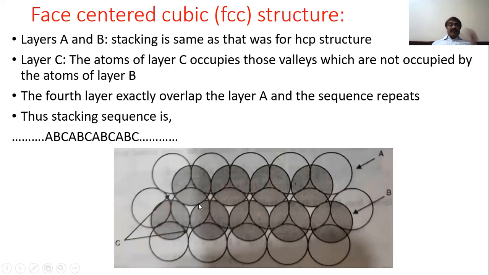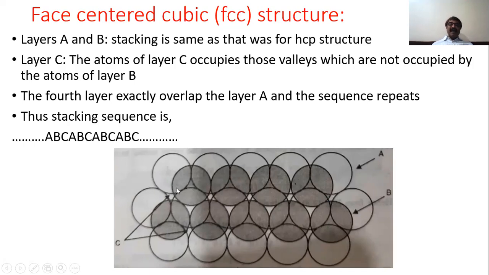Now what about layer B? Layer B is arranged over layer A in such a way that atoms of layer B occupy the voids produced by the atoms of layer A, alternate voids produced by the atoms of layer A. This is what we have seen in the hexagonal closed packed structure. So this is layer B.